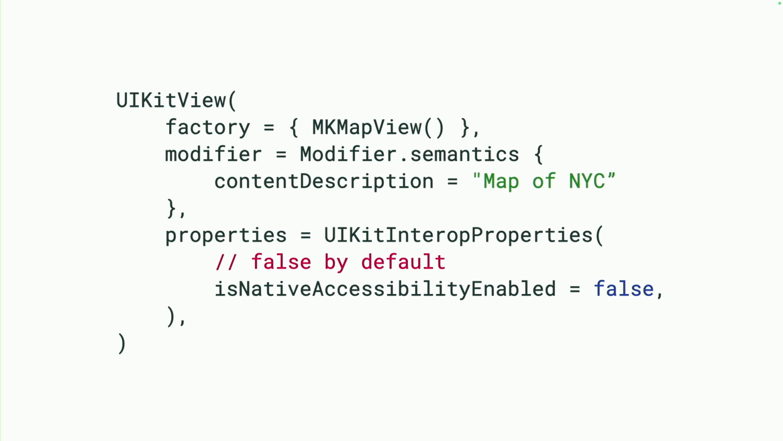In this case, the accessibility properties that are set on your native view, so in this case, any accessibility handling that's baked into the map view, will not be respected in the UI, and instead all the accessibility information will come directly from your semantics on the Compose side. So in this example, our accessibility content description for the map view will be map of NYC. Whatever is on the native side in the MKMapView will be ignored.